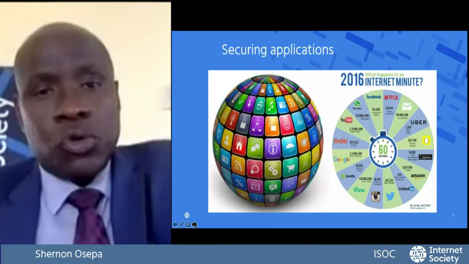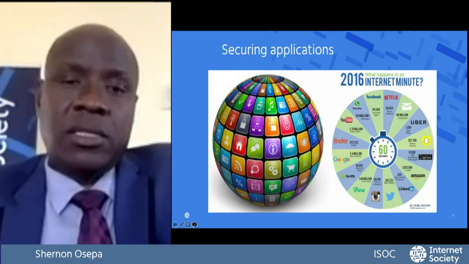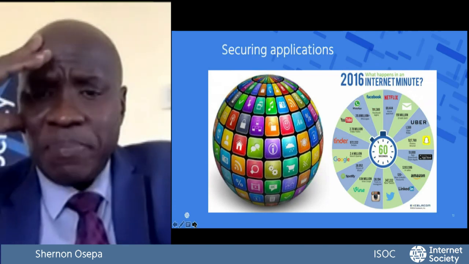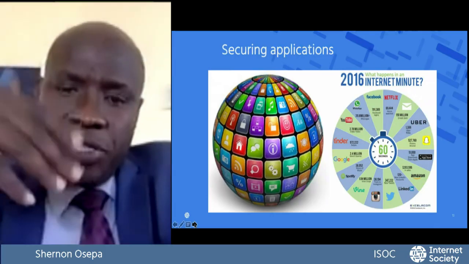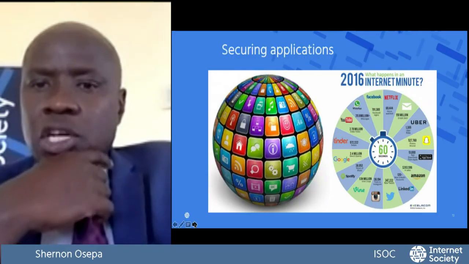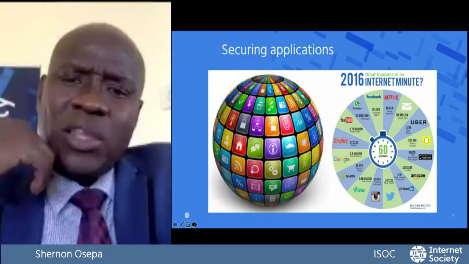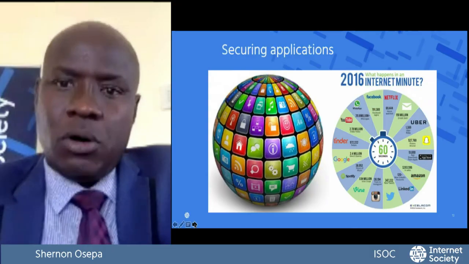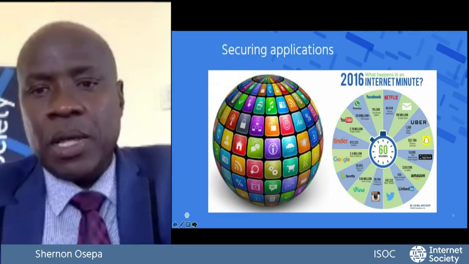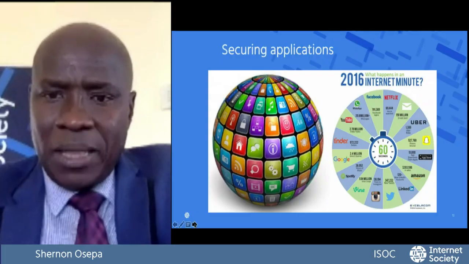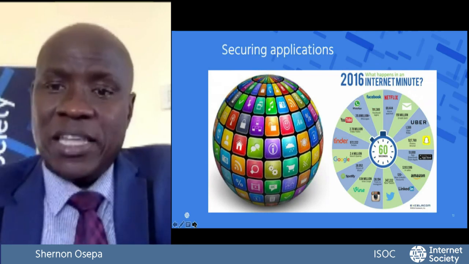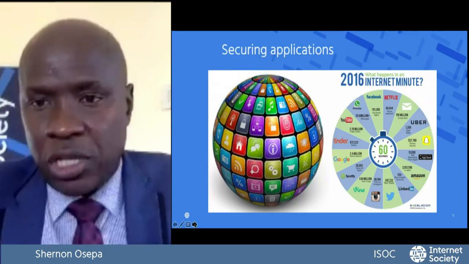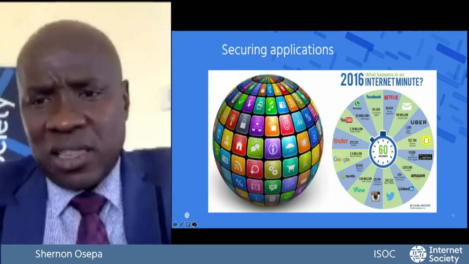We need to find ways also to protect what we call the applications that we're using. Most of us are using nowadays, let's say, WhatsApp. That's one of the applications. If you see there, in 2016, in just 1 minute, almost 21 million messages were sent within 1 minute with WhatsApp. If we look at Facebook, a bit more than 700,000 logins in just 1 minute. If we look at Netflix, for example, almost 70,000 hours watched in 1 minute. So all these are applications that we are using.